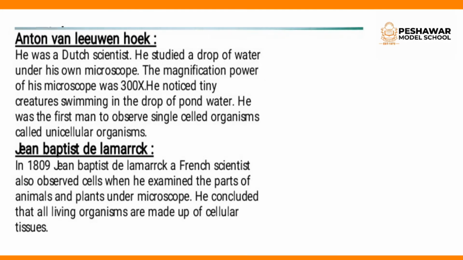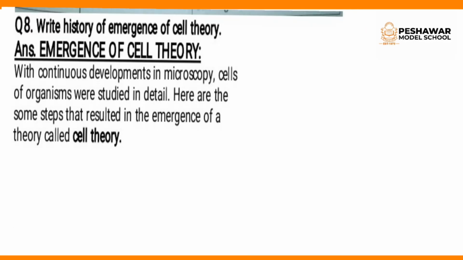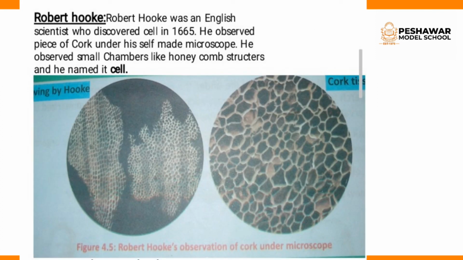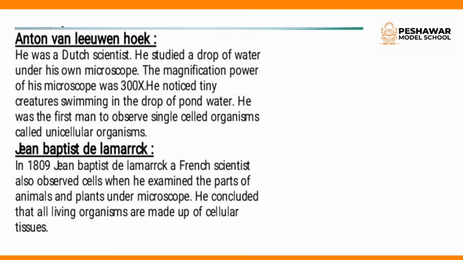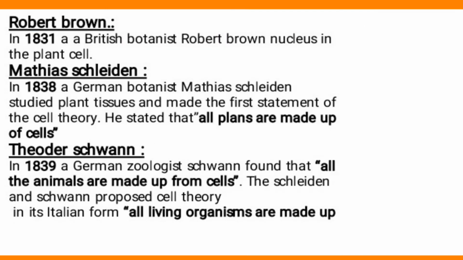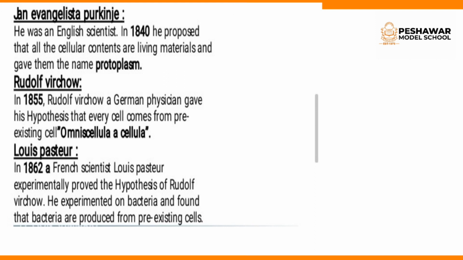So in today's lecture, we discussed the history of the emergence of the cell theory, and how it was proposed by different scientists. The main contributors are Robert Hooke, who discovered the cell, Anton Leeuwenhoek, who discovered the microscope, and Jean-Baptiste de Lamarck, who examined plants and animals and concluded that all living organisms are made up of cells. Robert Brown discovered the nucleus in the cell. Matthias Schleiden, a botanist, discovered the cell in plants. Theodor Schwann discovered the cell in animals. Jan Evangelista, Rudolf Virchow and Louis Pasteur gave their different contributions.